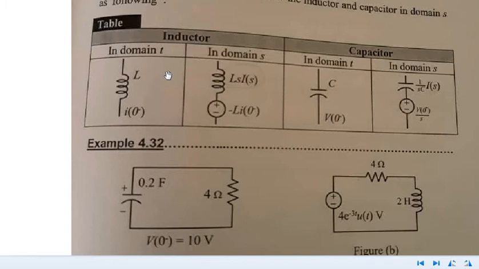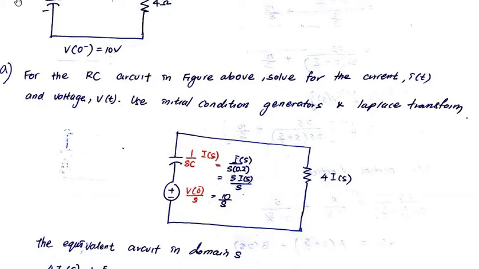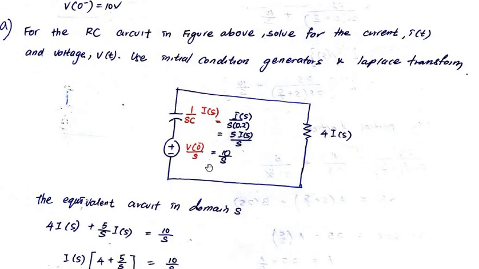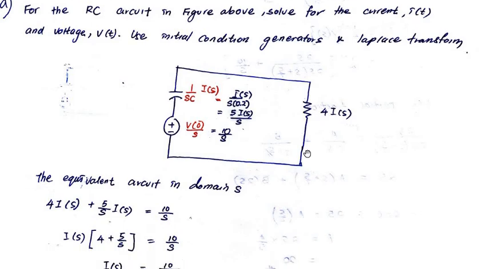In your module, page 149, this table also shows that the capacitor in the time domain is Is over sC, and the source is V over s. I hope you know where I get the formula from. So you know all about the voltage across the capacitor, the source and the resistor in the frequency domain.